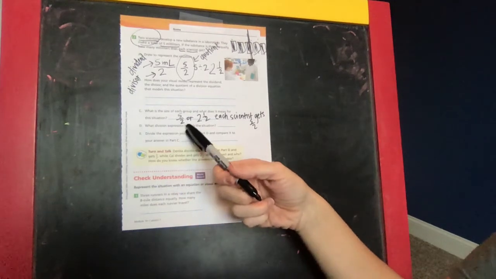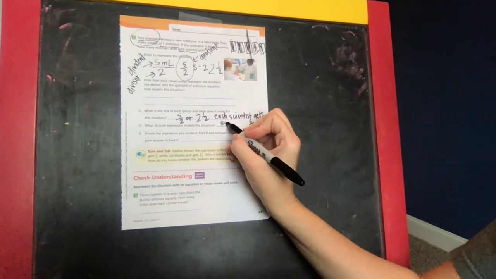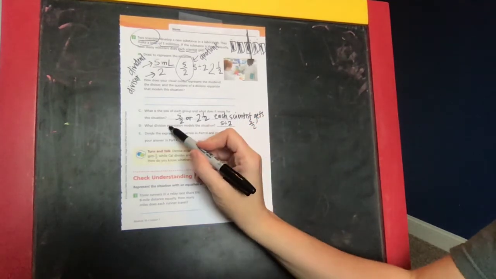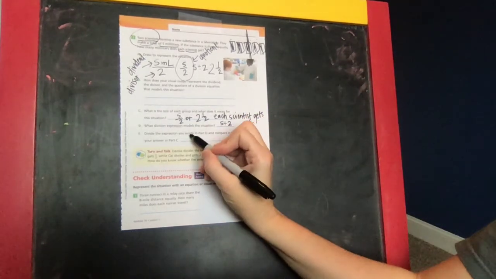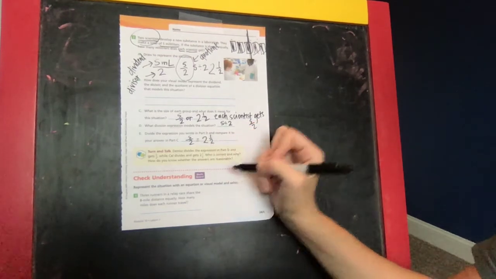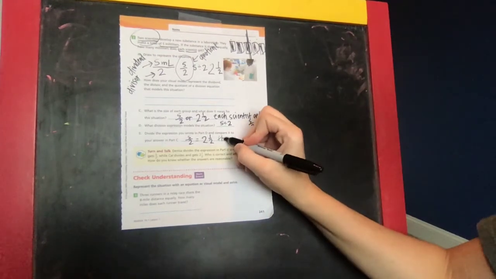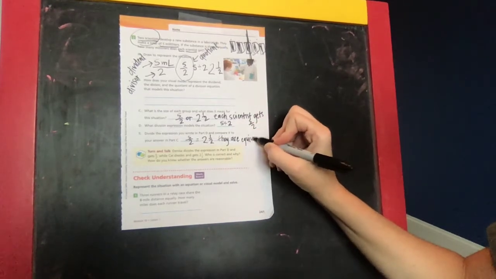What division expression models this situation? 5 divided by 2. Remember, an expression does not have an equal sign. Divide the expression you wrote in part B and compare it to your answer in part C, which is just 5 halves. It's saying actually divide it, which gives us 2 1/2. And they are equivalent. Just a different way to write them.